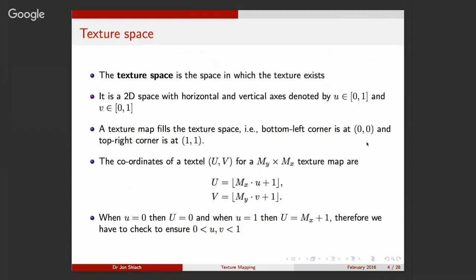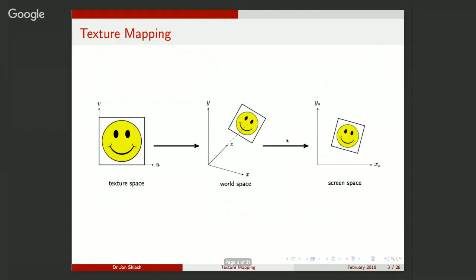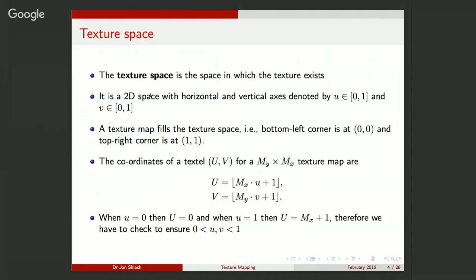Okay, so just talking a bit more about this texture space. It's a 2D space where the texture exists. Okay, the horizontal axis in the texture space is denoted by U. The vertical axis is denoted by V. And these are all in the range 0 to 1. Okay, so the origin of the texture space is 0, 0. This point down here has U and V coordinates 0, 0. The top right corner has coordinates 1, 1. So U and V are in the range 0 to 1 and 0 to 1.